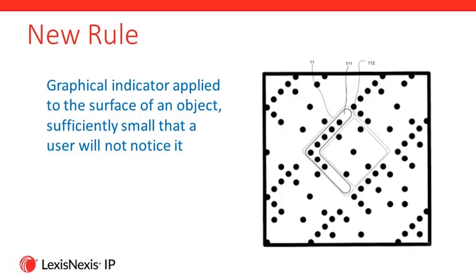So along comes the Sonics case, and here you've got a graphical indicator applied to the surface of an object, so that a scanning device can read something off of this visual indicator, but it's got to be sufficiently small that a viewer is not going to notice it. It's got to be visually negligible.